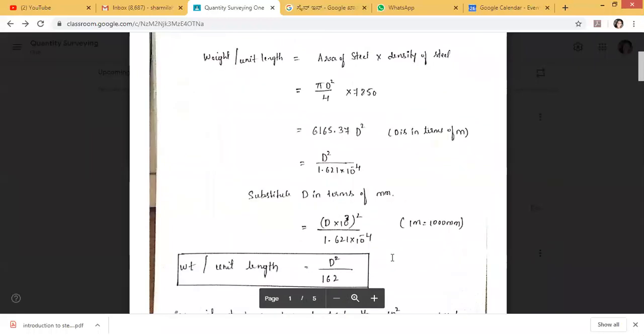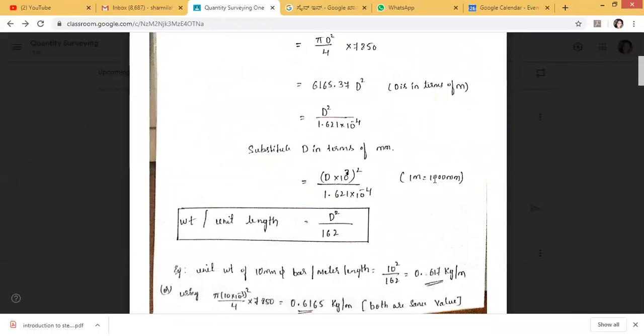How to substitute? We know that 1 meter is equal to 1000 millimeter. I will substitute d into 10 power 3. I have converted d meter into d millimeter, so I have put 10 power 3 and it is whole square, and the denominator term as it is. If you solve all these terms, you will get d square by 162. 162 point something you will get, you can stop it here. d square by 162 is a standard formula to calculate the weight of the steel per meter length. You should remember this formula: d square by 162.